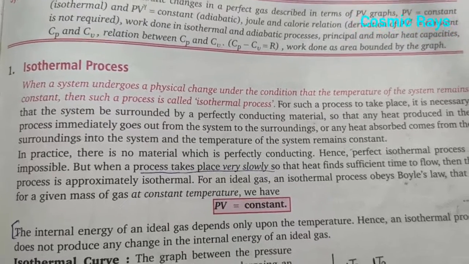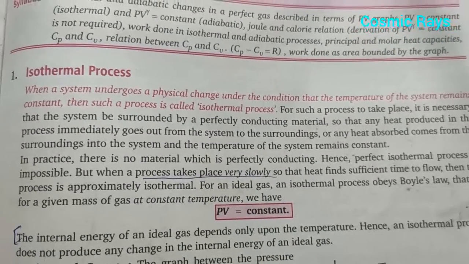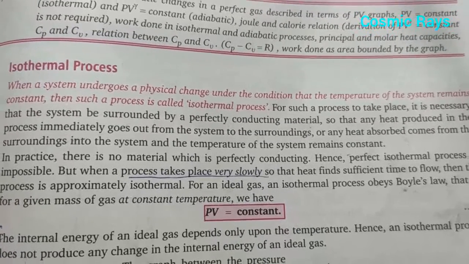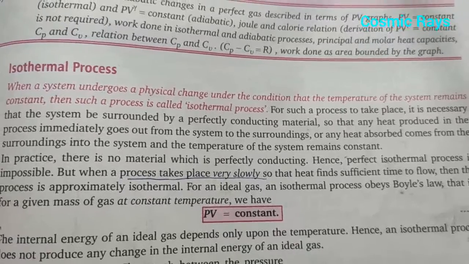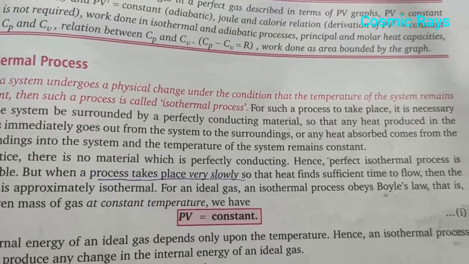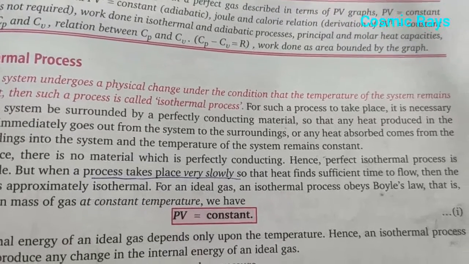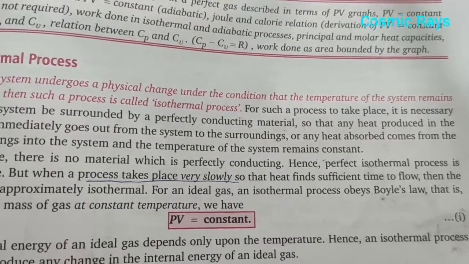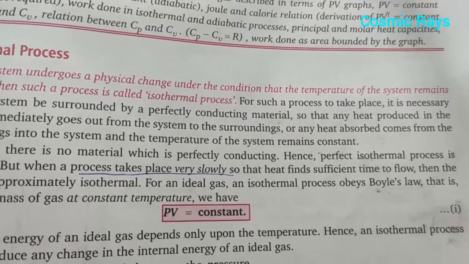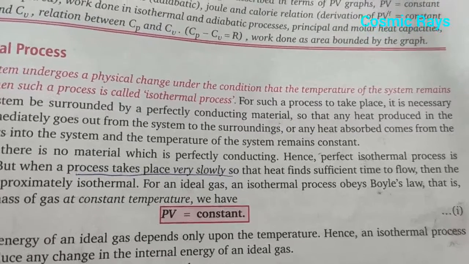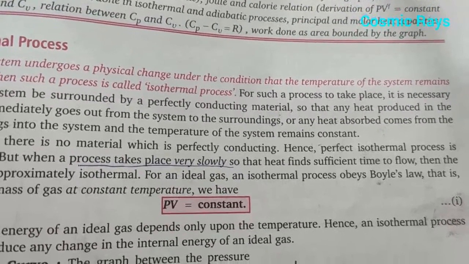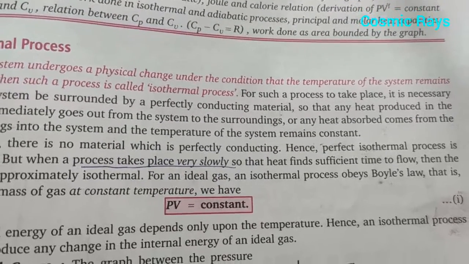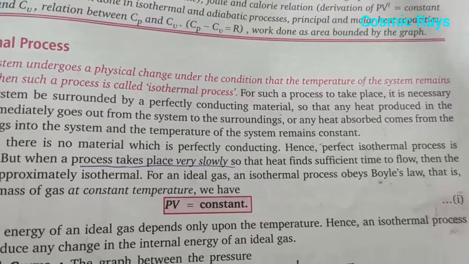So for such processes, we need to have the system surrounded by a perfectly conducting material. Why conducting? So that whatever heat is produced, let's say in the system, can be immediately given to the surrounding and the temperature remains constant. Or if any heat is absorbed by the system, then the same can be managed from the surrounding, and again the temperature of the system remains constant.